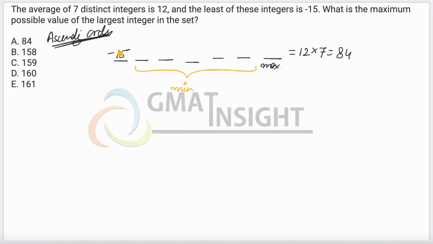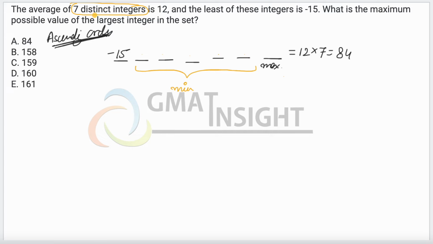That's how it works. Another very important part of the question is to read it carefully, because here the question is talking about 7 distinct integers. Now, there are two possibilities in such questions. Sometimes this word distinct is not there. That means the rest of the values can be equal as well. If this word distinct was not here, I would have taken every other value to be -15, because the minimum value here can be equal to -15.